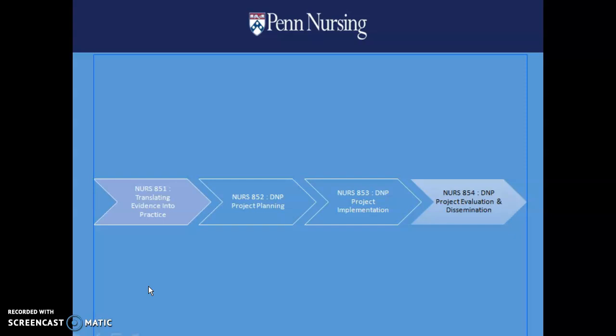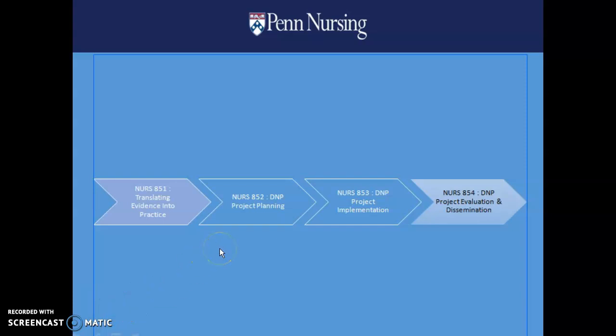As you can see, each of these courses progresses from the materials from the previous course. We start with Nursing 851, which is translating evidence into practice. In this course, you will explore the literature to evaluate the evidence on your desired area of interest. We focus on finding the background information for the clinical problem that you have identified to determine what literature is available.